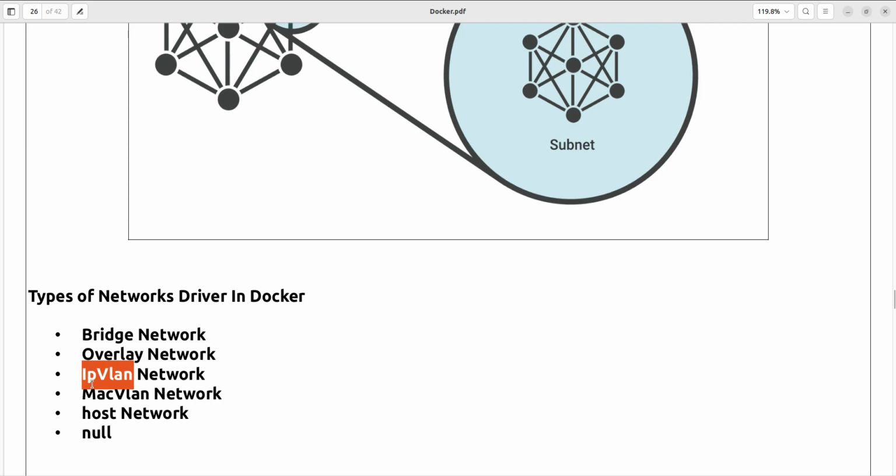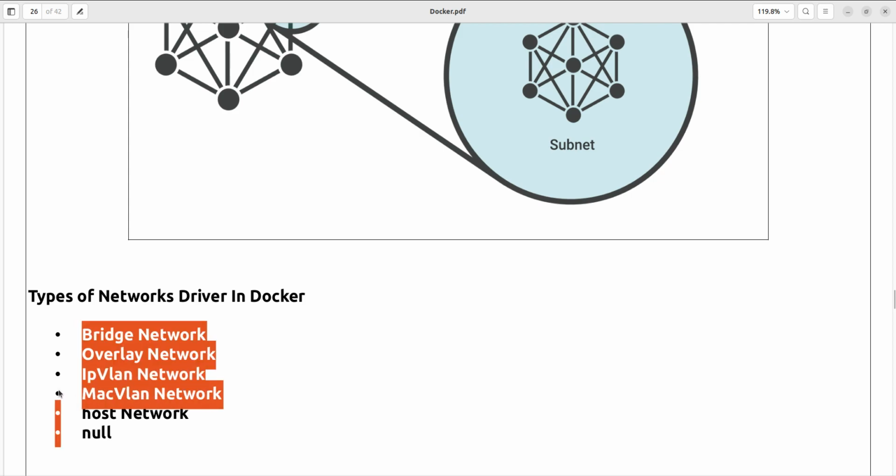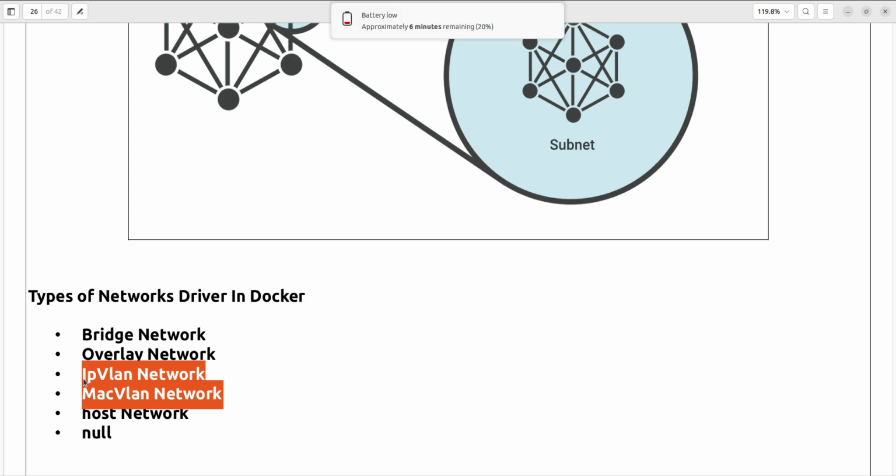IP VLAN and MAC VLAN are for legacy applications. Suppose the application is not running in a container. You are following the latest approach: you have installed Docker, and you are deploying your application using Docker. But there is one more application that has been running for the last 10 years, deployed on a single machine, and it's working fine. You don't want to disturb or touch that application because it is working very well.